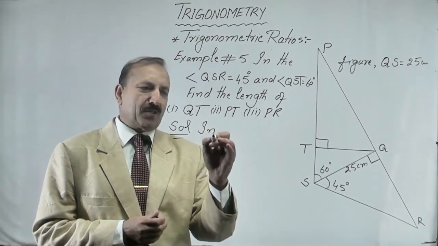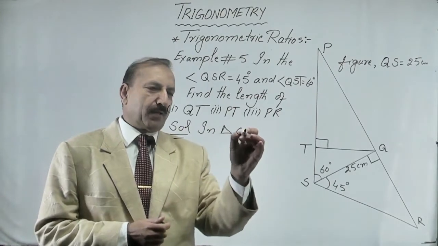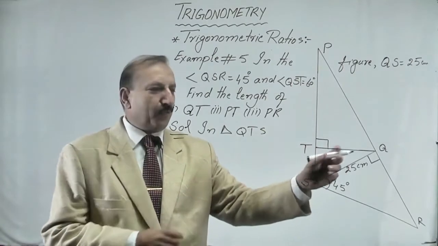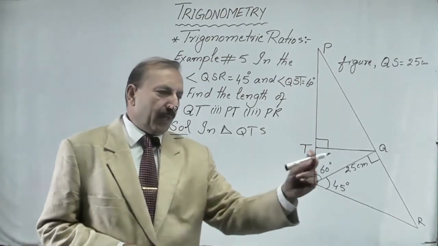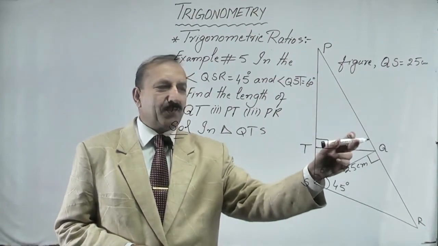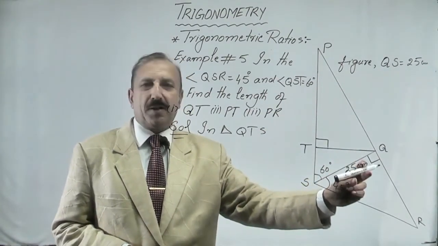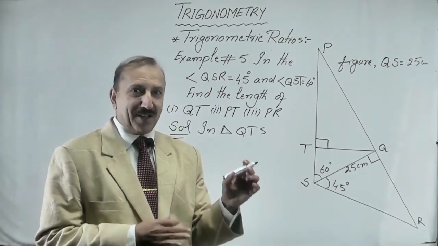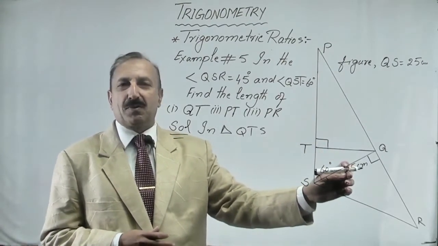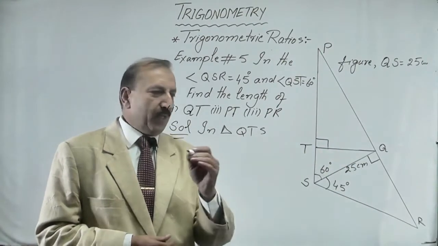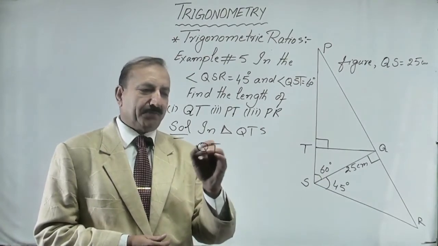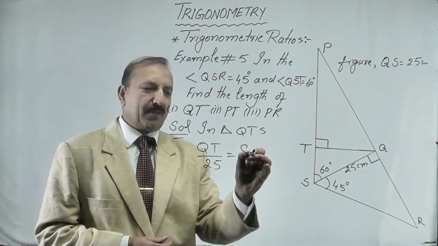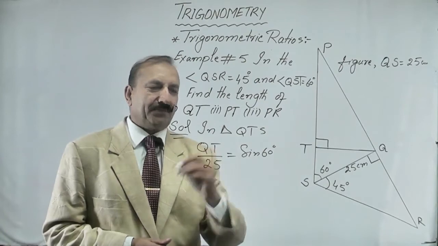In triangle QTS, we want to work in this triangle to find the value of QT. So look at this. According to this given angle, this side that we are going to find is opposite. This is hypotenuse, my dear students. We will write the ratio of these two sides, and opposite and hypotenuse combined make the sine trigonometric ratio. So here QT over 25 is equal to sine of 60 degree.